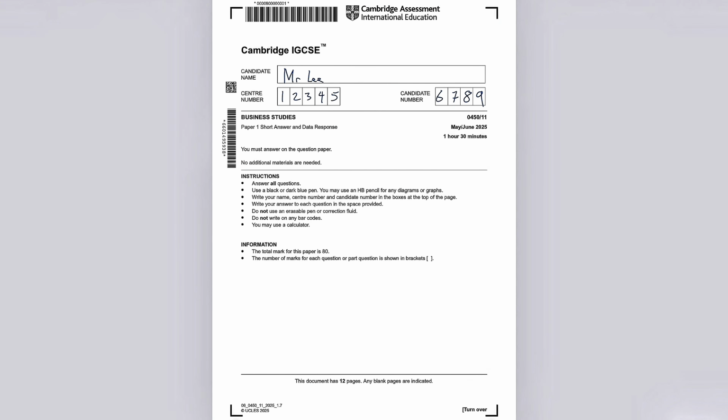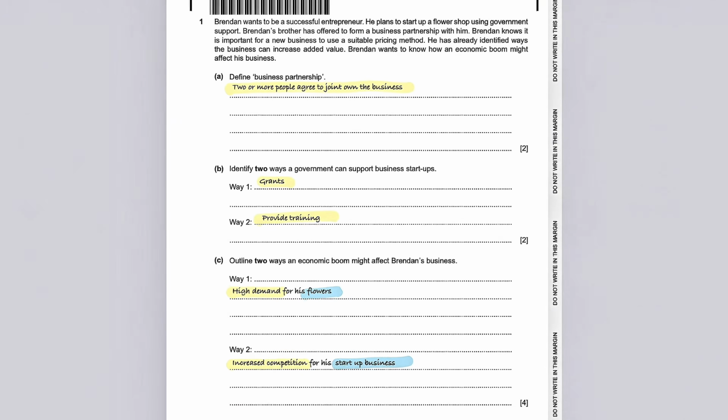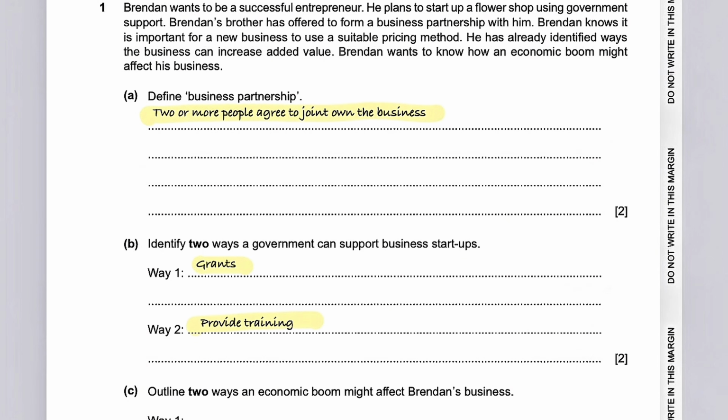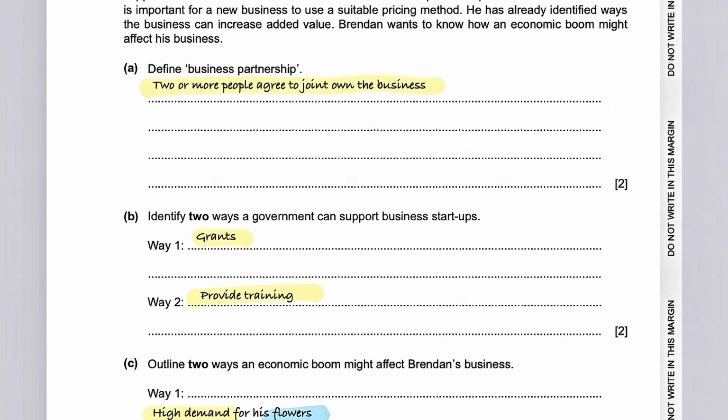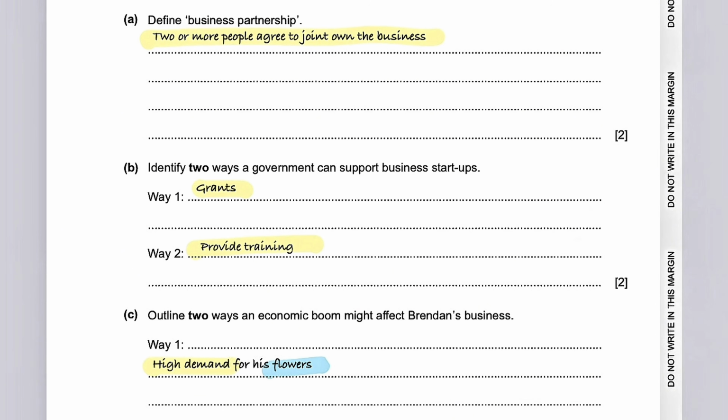This is a paper from May-June 2025, paper 1. Question A is to define a business partnership, and question B is to identify 2 ways a government can support business startups. And each question is worth 2 knowledge marks.